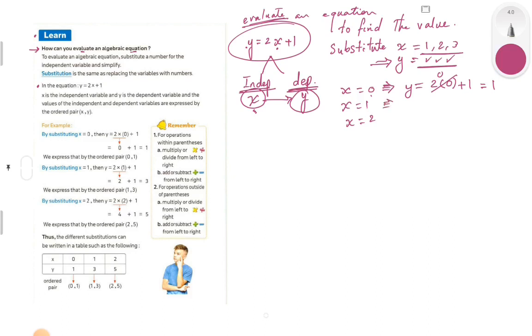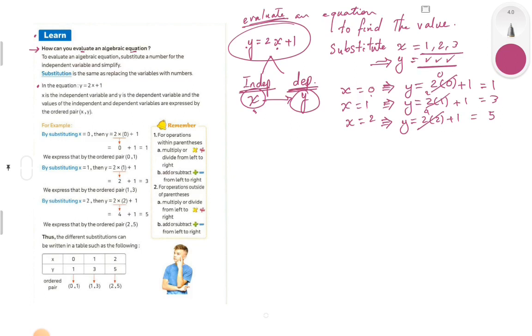Next, x equal 1, the independent variable, then y equal what? 2 by x, 2 by 1 plus 1. 2 by 1 equal 2. 2 plus 1 equal 3. Last one, I have x equal 2, then y equal what? Equal 2 by x plus 1, x equal 2, so 2 by 2 plus 1. 2 by 2 equal 4, 4 plus 1 equal 5.